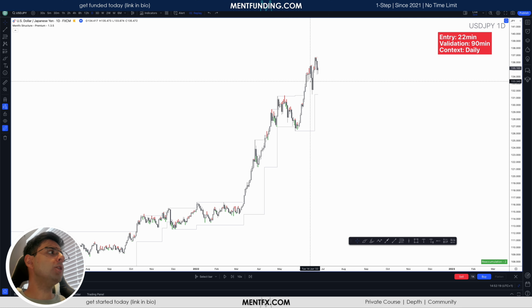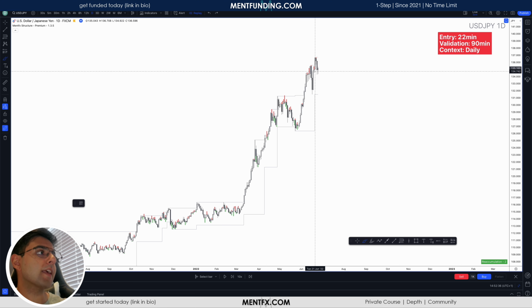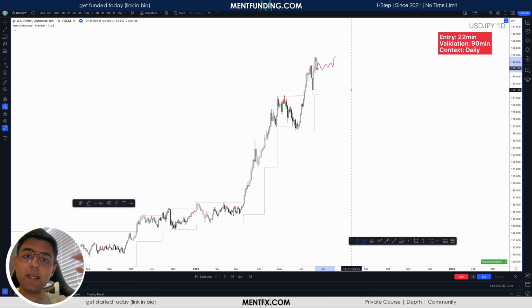The idea of using a contextual time frame first is that you don't need to go to your validation time frame or your entry time frame until your contextual criteria has been met. So all I'm looking for now is a bit of a sideways movement and then the beginning of a push up. Once that beginning of a push up happens, that's when I'm going to go down to my validation time frame, which is a 90-minute time frame, to see if my criteria has been met. Okay, so let's go ahead and do that.